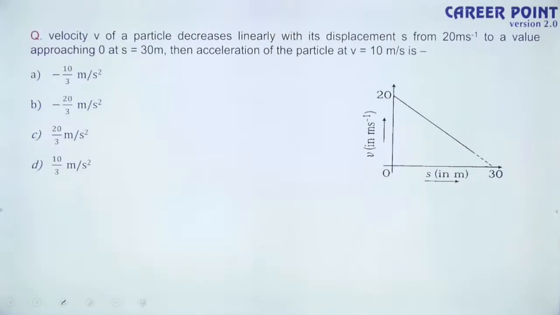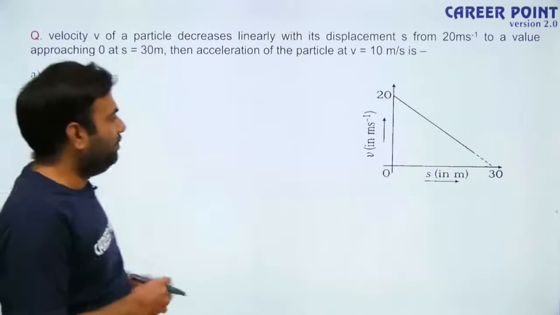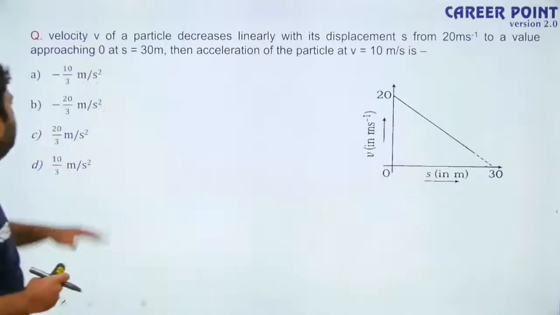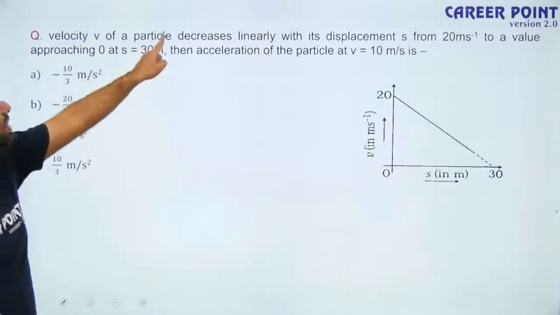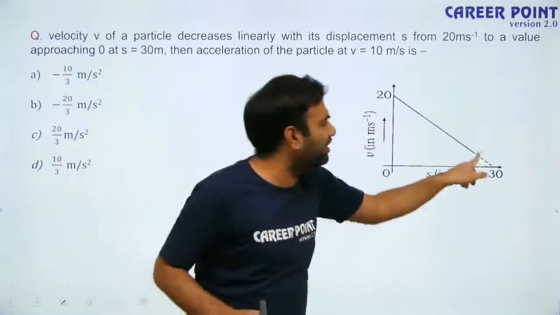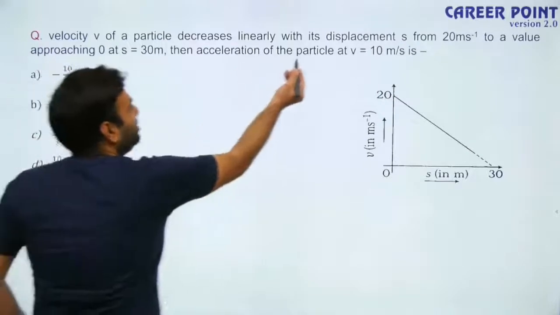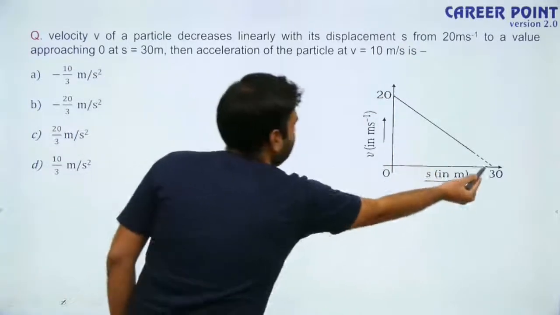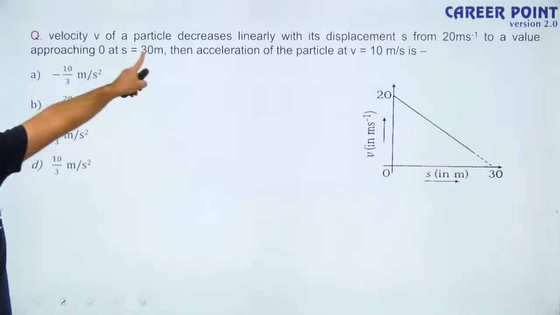Let us solve an example. See, in this question we have a velocity versus displacement graph. The velocity v of a particle decreases linearly. What is the meaning of linearly? That means we have a straight line graph, with velocity going from 20 meter per second to a value approaching 0 at displacement 30 meter.